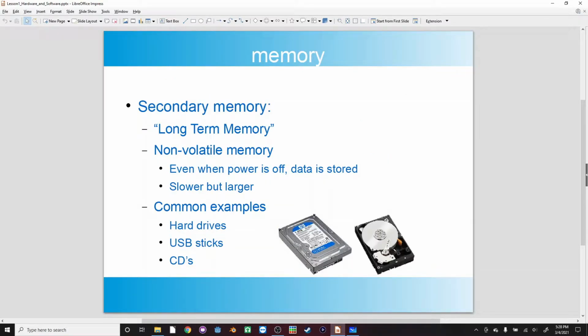Right, secondary memory is what we're mostly used to, right? You have your long-term memory, it's your storage device, very, very large, but very, very slow, and it's non-volatile because it doesn't erase. Like if I power down my computer, the memory is still there.